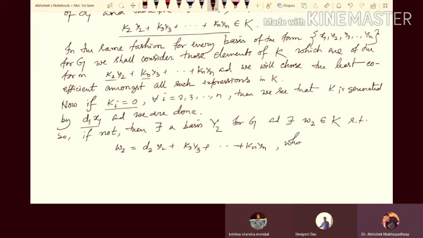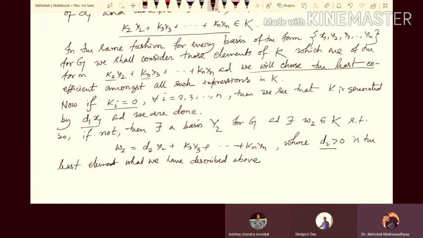where D2 greater than 0 is the least element what we have described above. Okay, so D2 is the least element what we have described, that is, we choose the least coefficient amongst all such expressions in K.